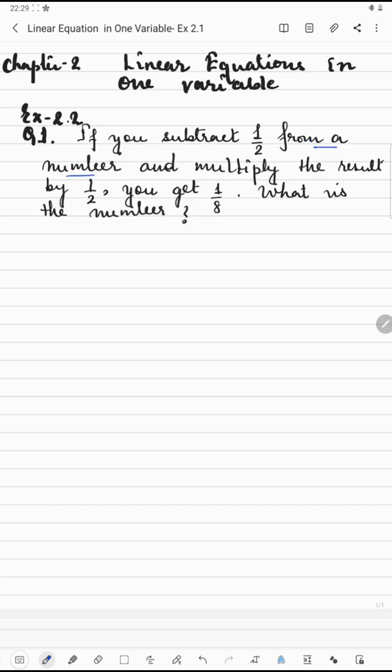Now here it is said that if you subtract 1 by 2 from a number, the number is not given. So we will have to consider the number. Let the number be x. Now, it is said that if you subtract half from a number, the number we have considered is x.